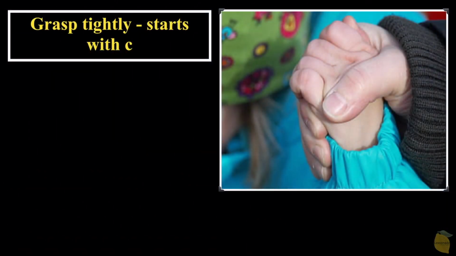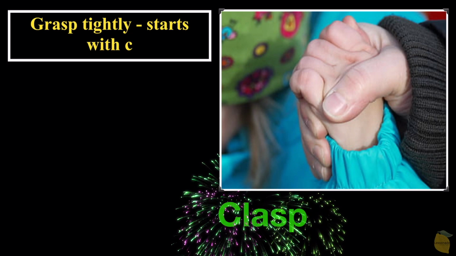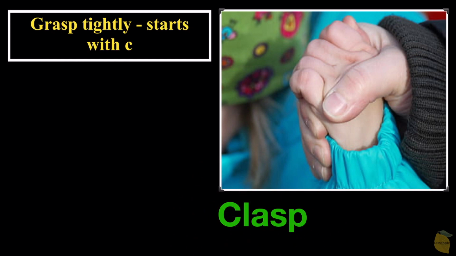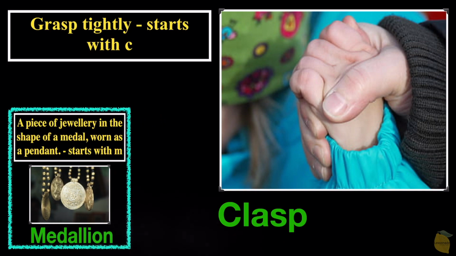Grasp tightly starts with C. In this picture, we can see two people holding their hand very tightly. So this means the word must be clasp. Now let's recall the previous slide, and the previous slide is medallion.